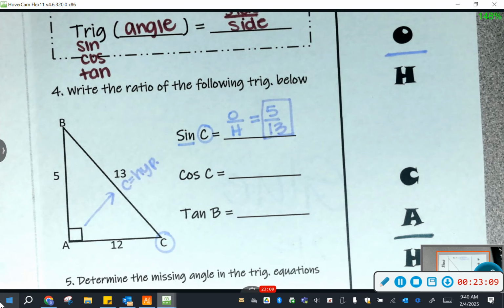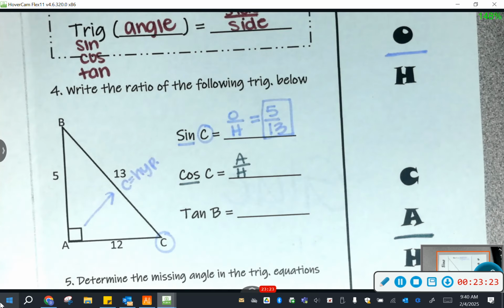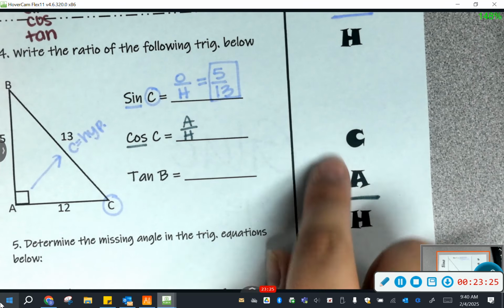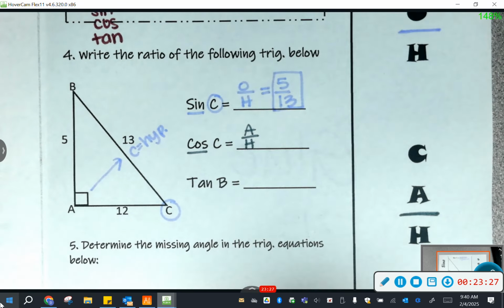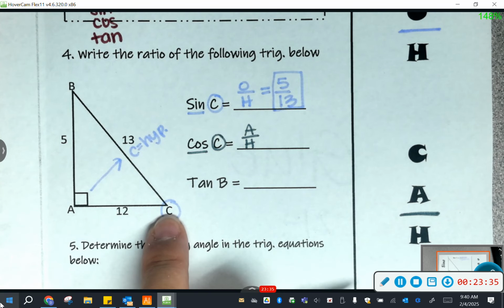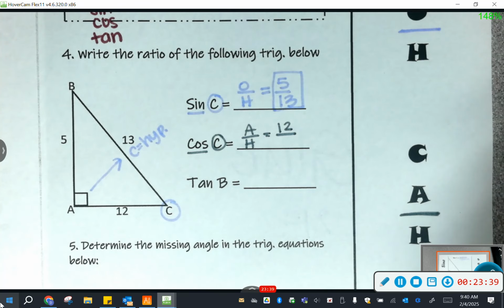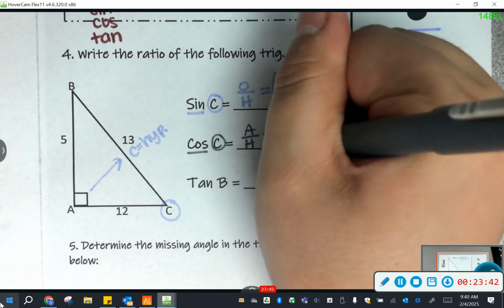This is just giving us the ratio. How do they compare? Next one is cosine. What is cosine? Cosine is adjacent over hypotenuse. And again, this is dealing with C. What's right next to C? What's adjacent to C? 12. And what's the hypotenuse? 13.